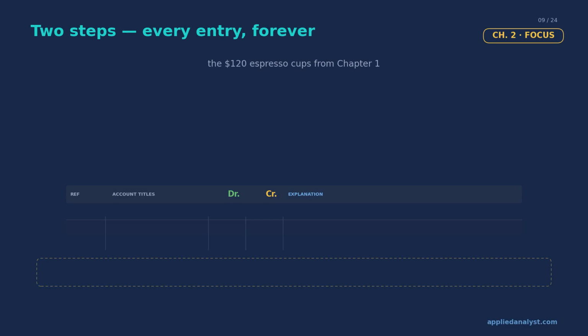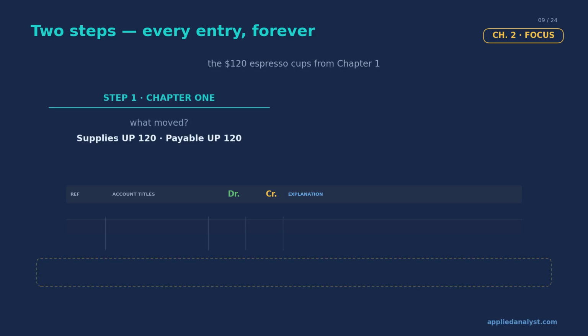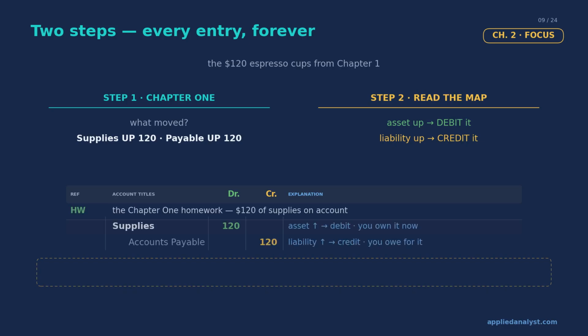Now watch the map work. 2 steps, every time, forever. Chapter 1 left you with $120 of espresso cups on account. Step 1 is pure Chapter 1, what moved? Supplies up, accounts payable up. Step 2, read the map. Supplies is an asset going up, and assets grow by debits. So debit supplies. Accounts payable is a liability going up, so credit it. 2 lines and last chapter's homework is closed. Chapter 1 tells you what moved. The map tells you which side. That is the entire game.